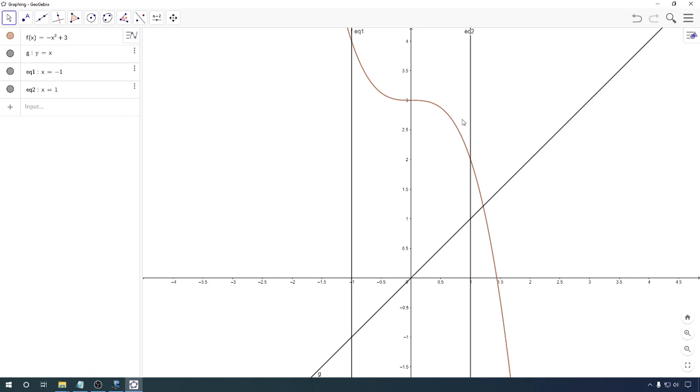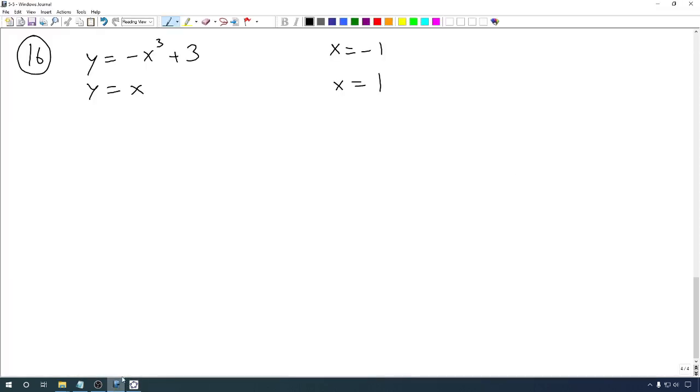And we notice here that the top function is our f, our negative x cubed plus 3. Our bottom function is y equals x. And we don't really have to find any limits of integration. We don't have to deal with this point of intersection at all. So this is actually a pretty simple one to write down.